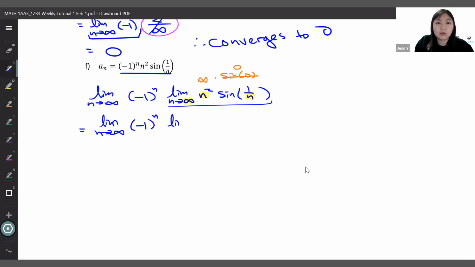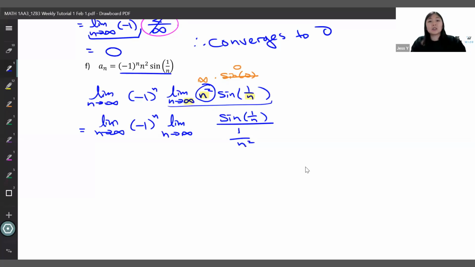And the trick here is you need to create a fraction, right? So I'm going to leave sine of 1 over n on top, and I'm going to rewrite n squared as something over 1 over n squared. So essentially, these two things are the exact same because when I'm dividing by 1 over n squared, I flip and multiply, right? But now I've created a fraction. And when you do a direct substitution, you see that we get 0 over 0. Now we can use L'Hopital's rule.